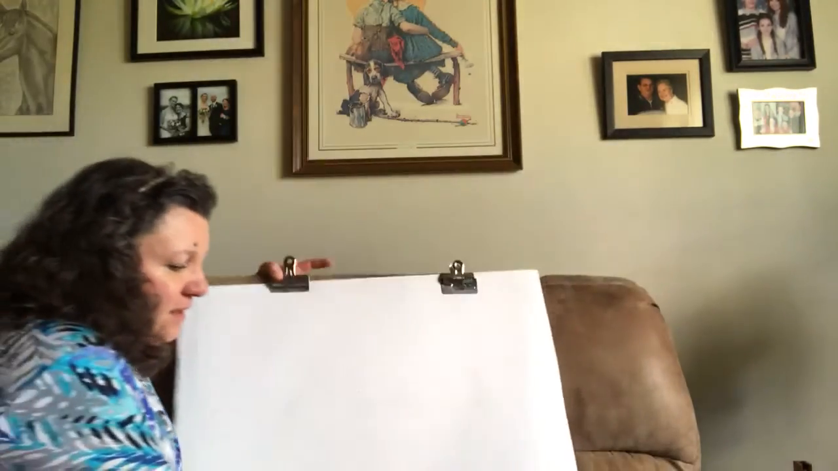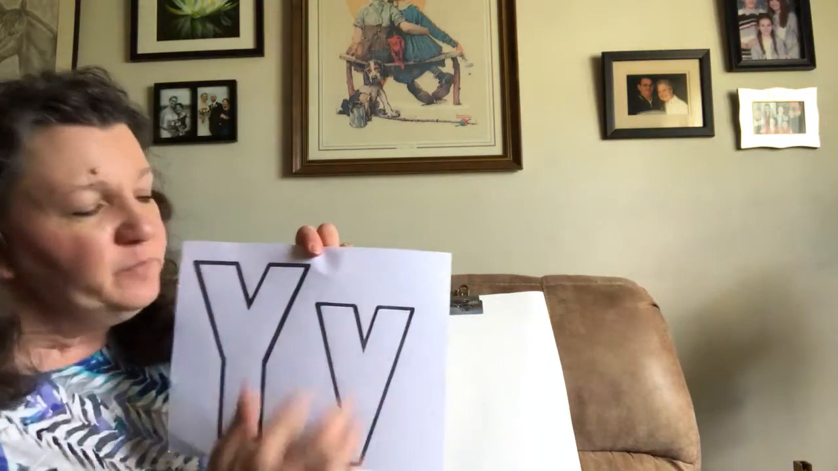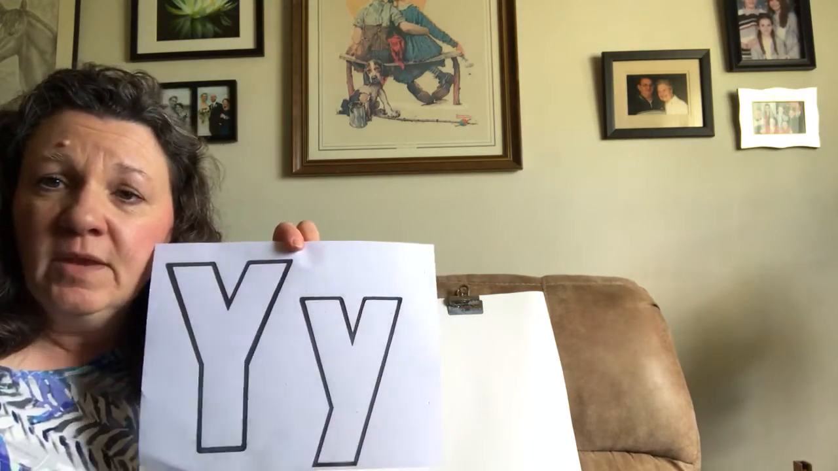and this is the paper I want you to take now. All right, this is the paper we're working with. Now we have our capital Y and our lowercase y. Now, if you have yellow paint, we're going to paint this yellow because yellow begins with the letter Y.